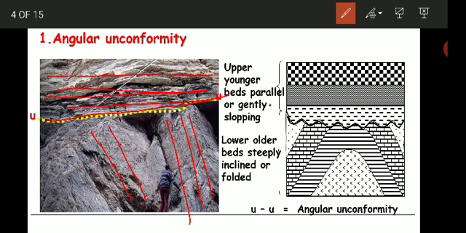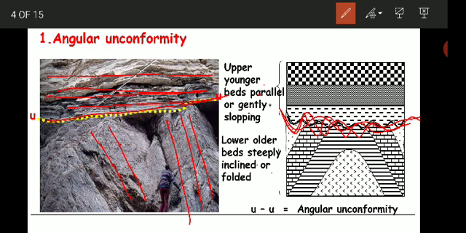So angular unconformity, how will you define it? It is an unconformity in which the rocks on either side of the unconformity are at an angle to each other. This is the line of unconformity, and we represent it by a zigzag line. When you draw a map, you have to represent the unconformity with a zigzag line. So this is what an angular unconformity is.